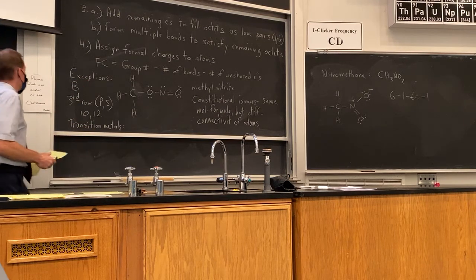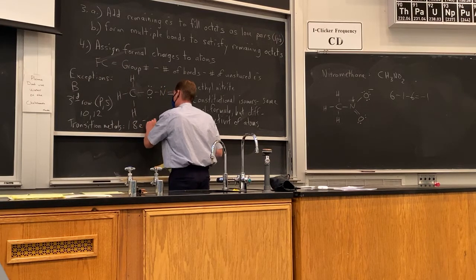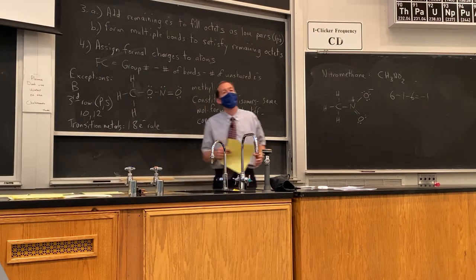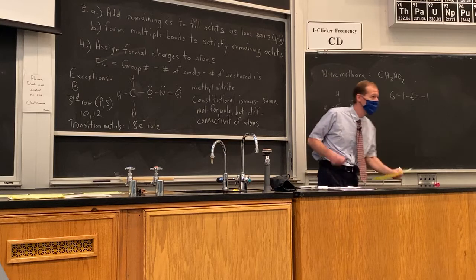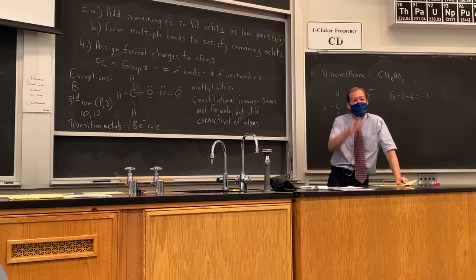Okay? Transition metals, instead of following the octet rule, follow the 18 electron rule. Why do transition metals follow the 18 electron rule? Anyone want to raise their hand and take a stab at it? Yes, please.